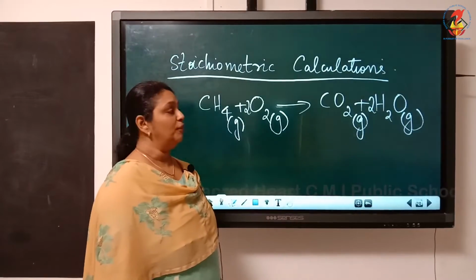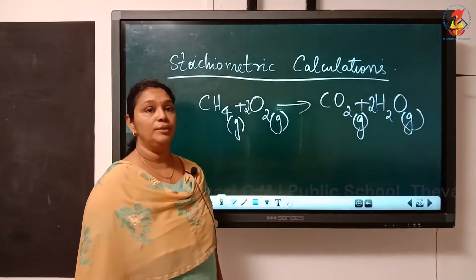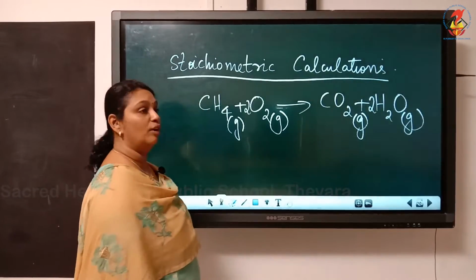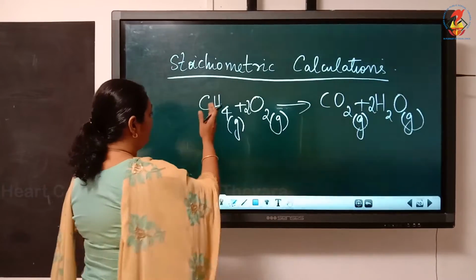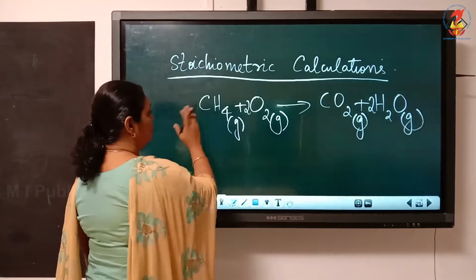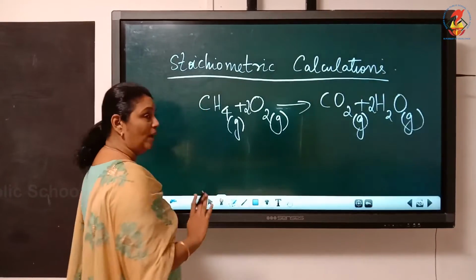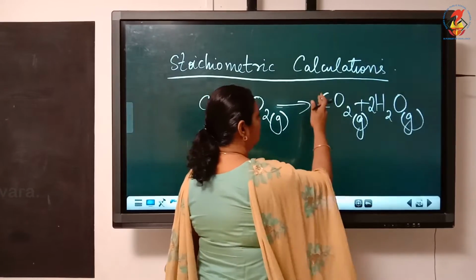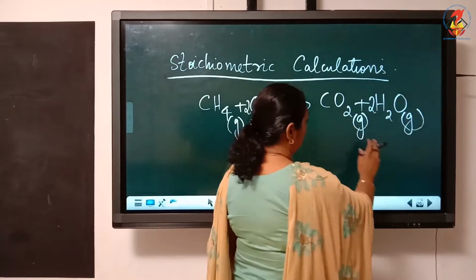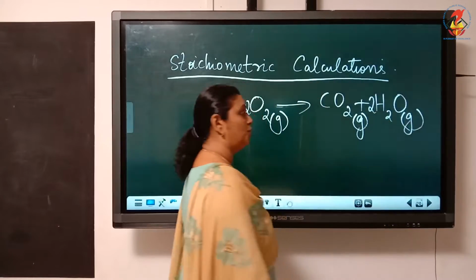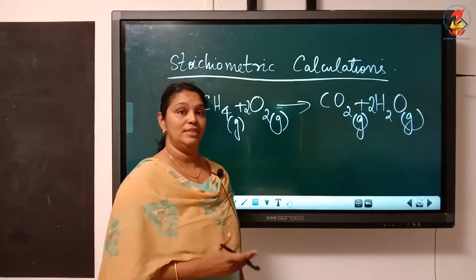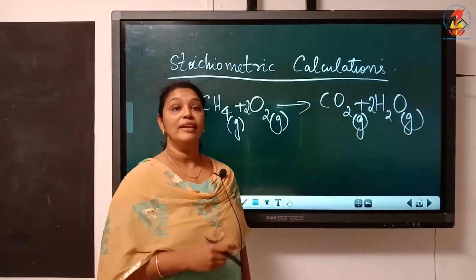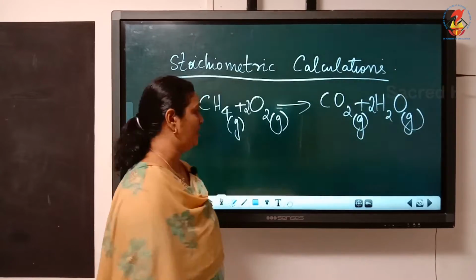Now, if you look at this equation, you can see numbers written on the left hand side of the formula. Before methane, there is no number written, it means 1. Before O2, 2 is written. CO2, no number, which means it is equal to 1. And before H2O, the number 2 is written. These numbers, which are written before the formula of the compound, are known as stoichiometric coefficients.